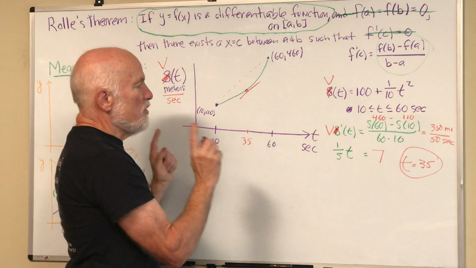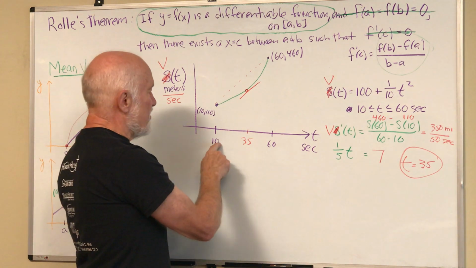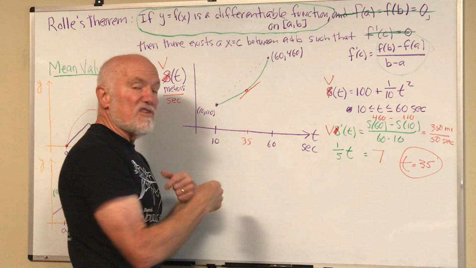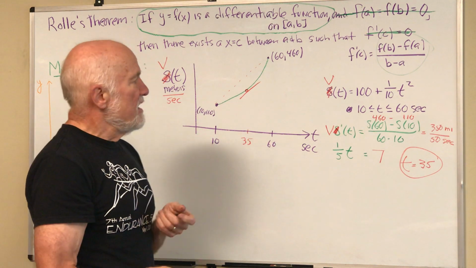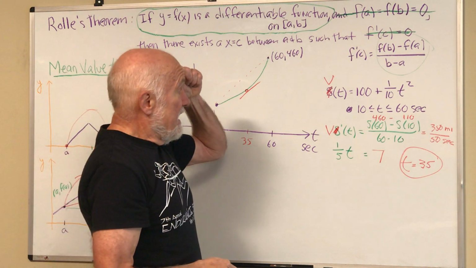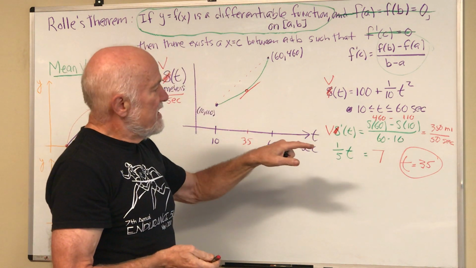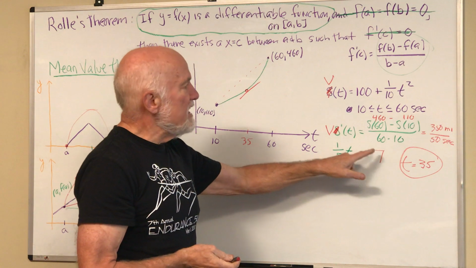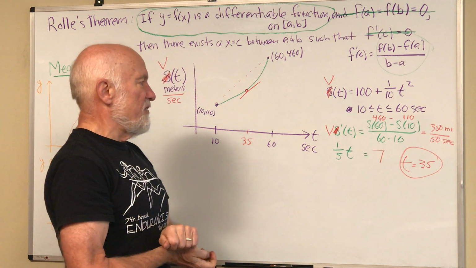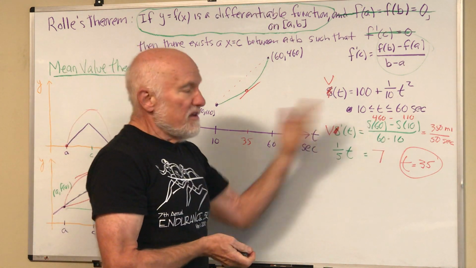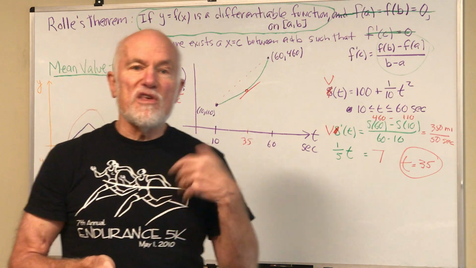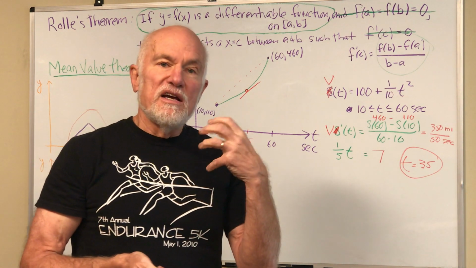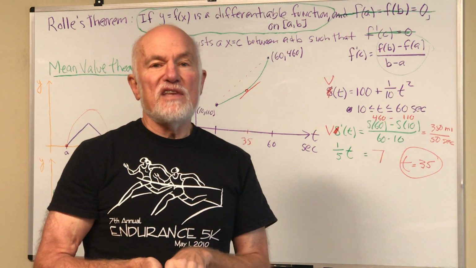So what that is showing is that somewhere in this 50-second time period, the average acceleration would equal the instantaneous acceleration. Just like we showed in the first example, that there was some time where the average velocity was equal to the instantaneous velocity.